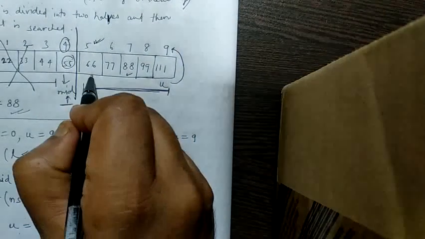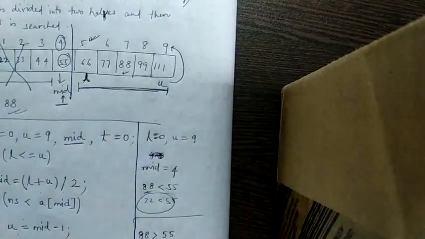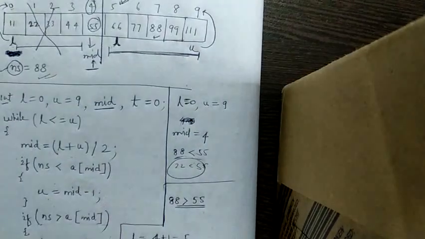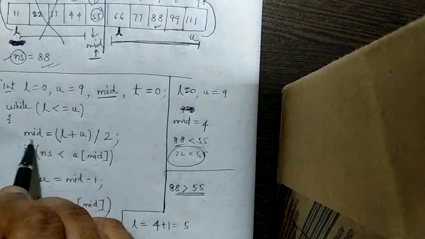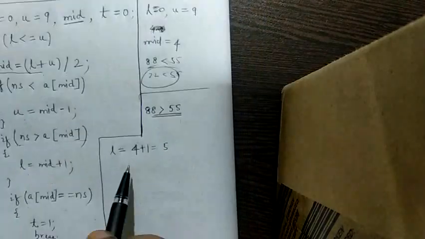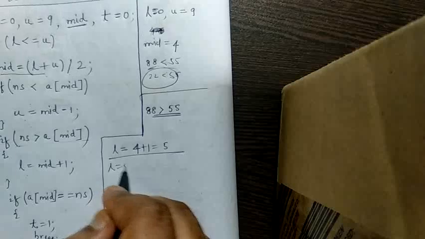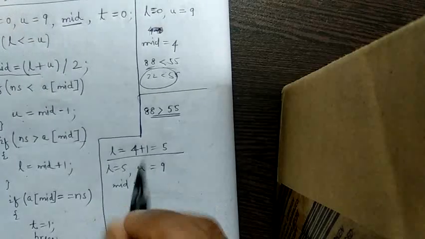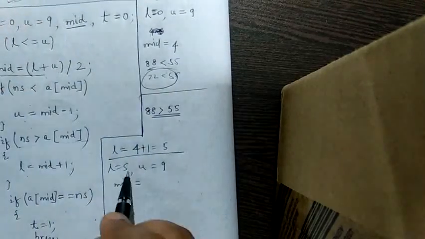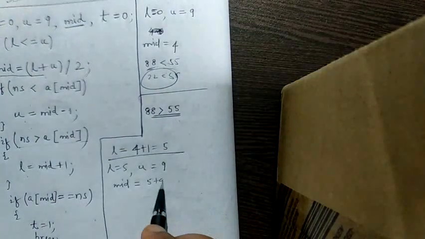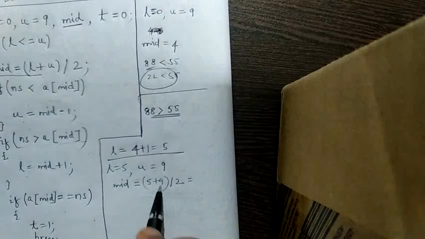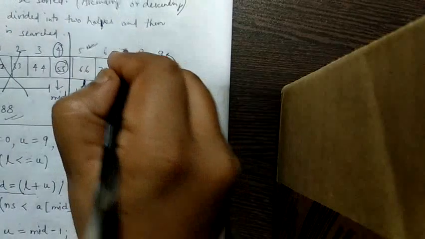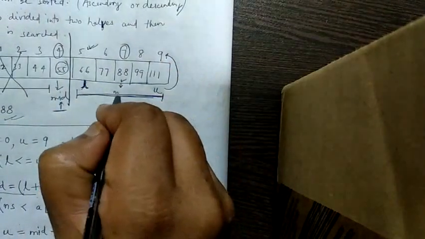Now we have got a new L value. U is still there. Once again it will go back to the beginning of this while loop, and here it will find the mid value once again. Now the L value is 5 and U is 9. So mid will become 5 plus 9 divided by 2. 5 plus 9 is 14, divided by 2, that is 7. You can see in the array, this position 7 will become the new mid.